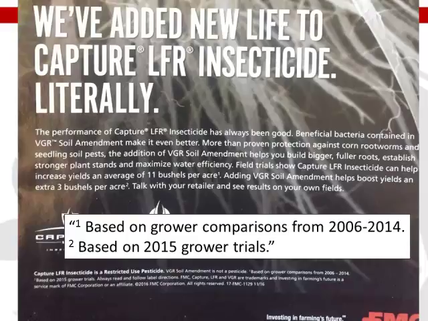And it says that this information is based on grower comparisons from 2006 to 2014 and 2015 grower trials. So they've tested the insecticide from 2006 to 2014. So how do we feel about that information, that 11 bushel per acre advantage with the insecticide?